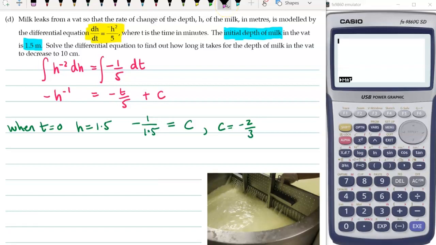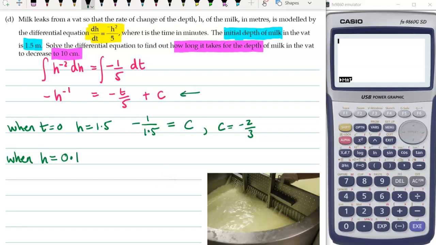Okay, to finish this one off, we're looking for how long it takes for the depth to get to a height of 10 centimeters. Now, there's a little trick in this one. They've given us the height in centimeters, whereas before we've been working in meters. So very easy to miss this one. Make sure that you are putting the height in meters. So when h is 10 centimeters, it'll be 0.1 for our equation because that's 0.1 meters.